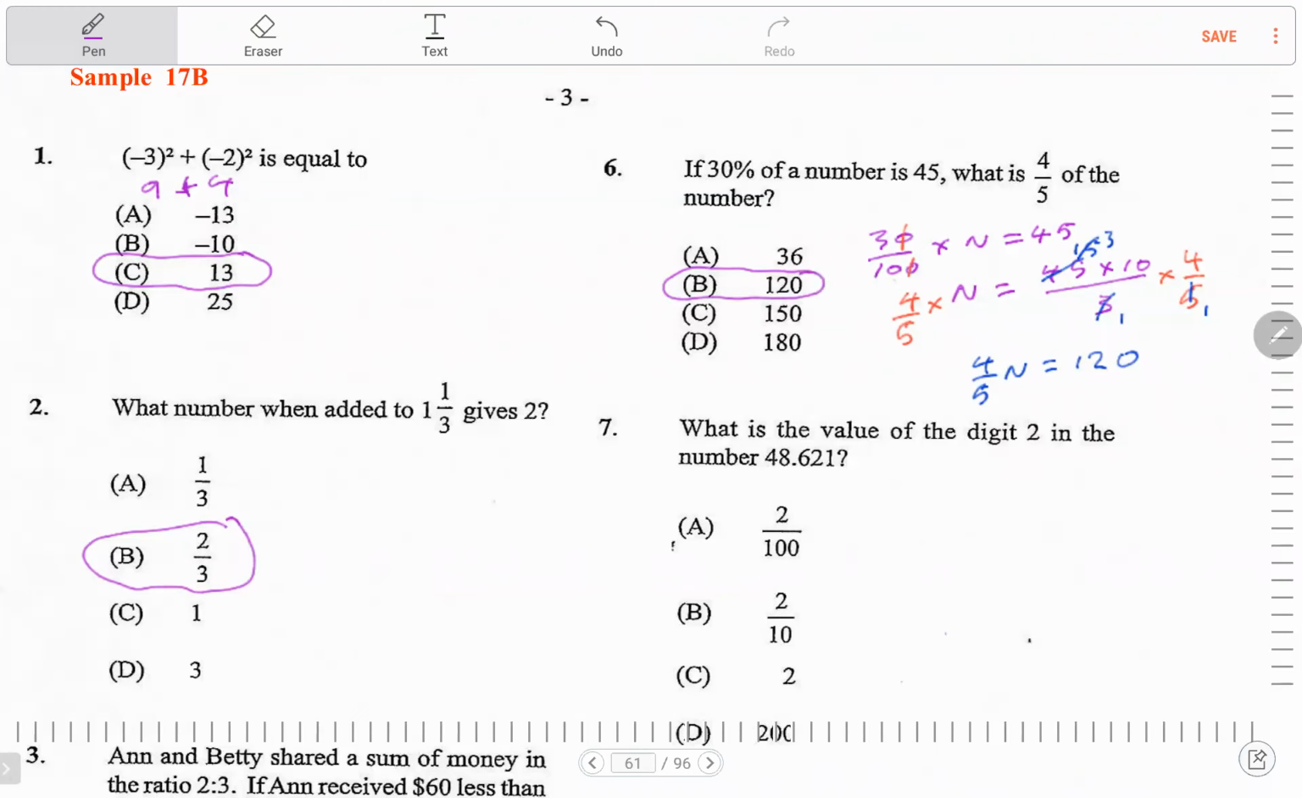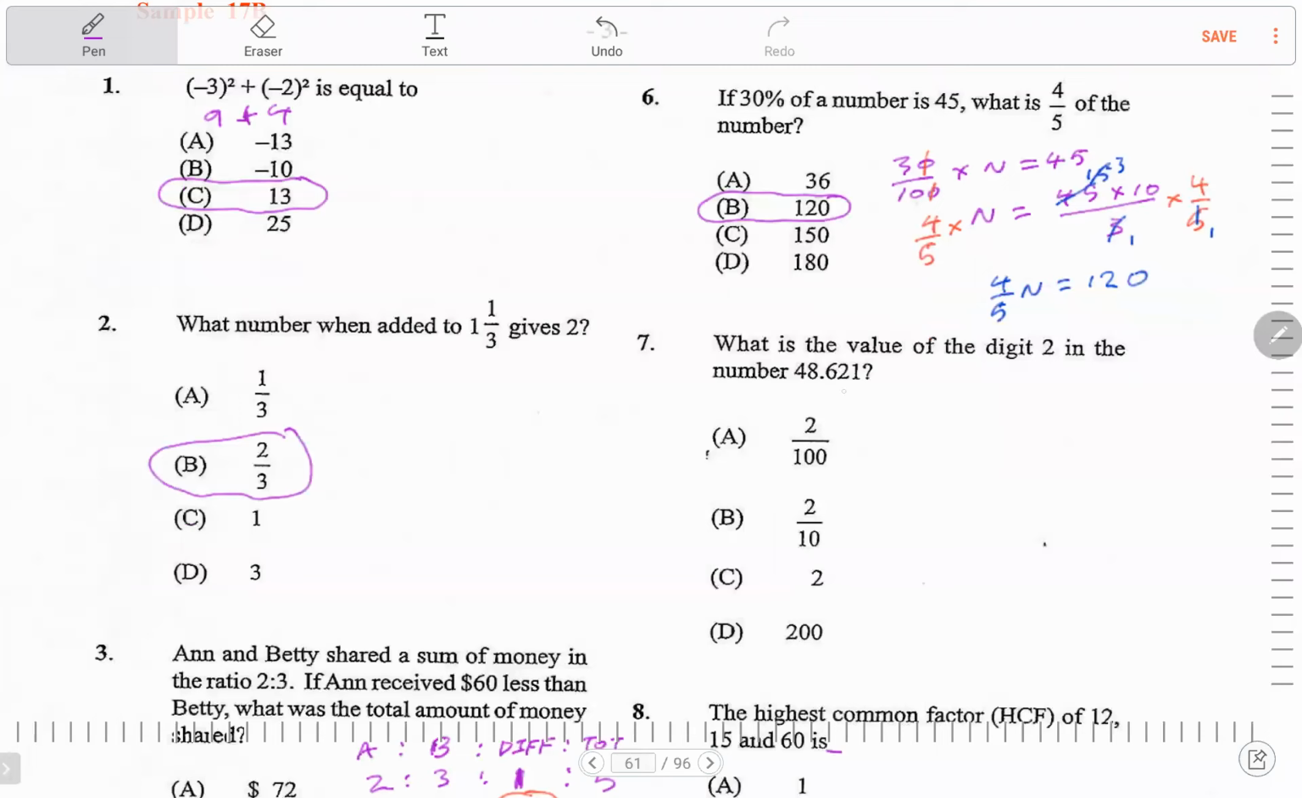All right. What is the value of the digit 2? This is 2 over 100. 2 divided by 100, that's 2 decimal places. If you work this out, it will be equal to 0.02. Or we can look at it this way. That 2 there has value 0.02, which is the same as 2 over 100. So the answer is this one.